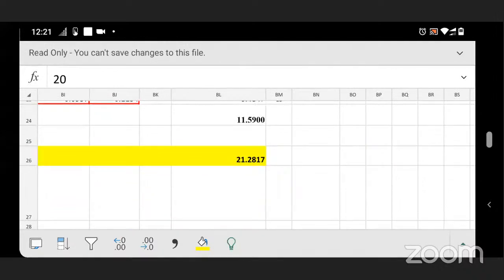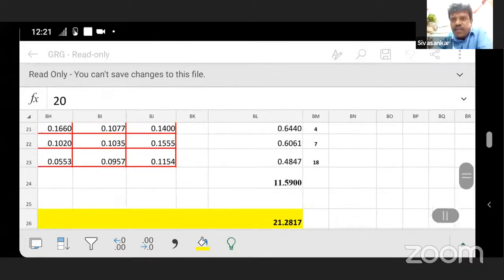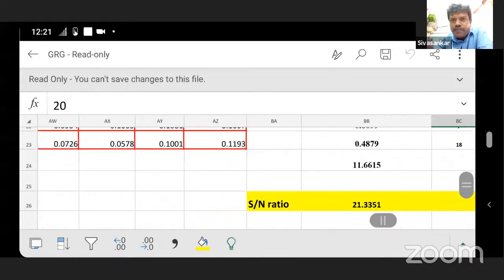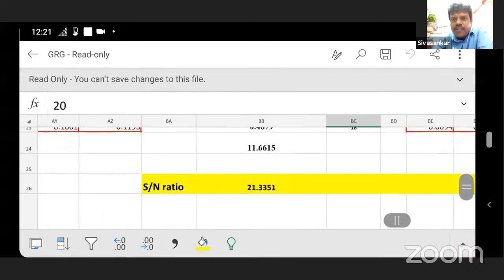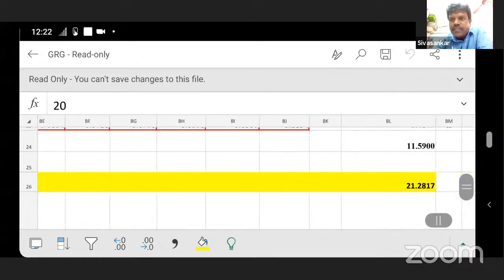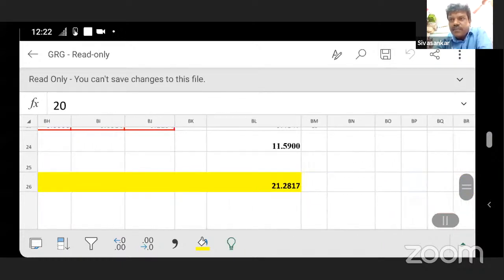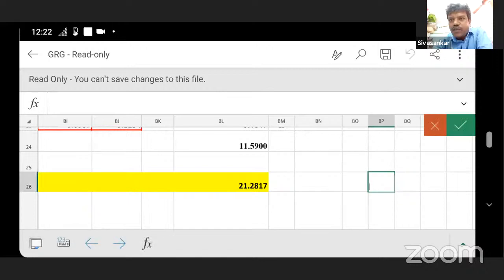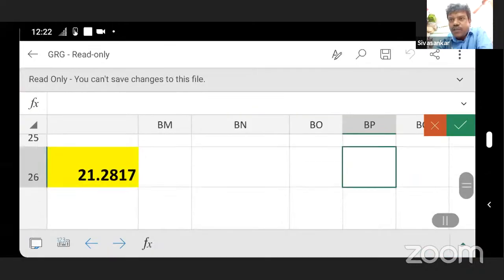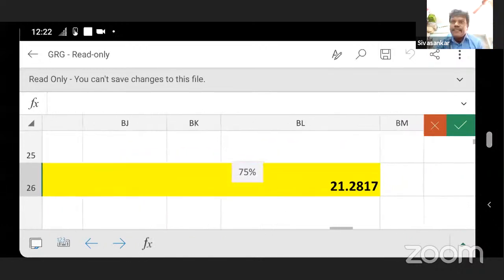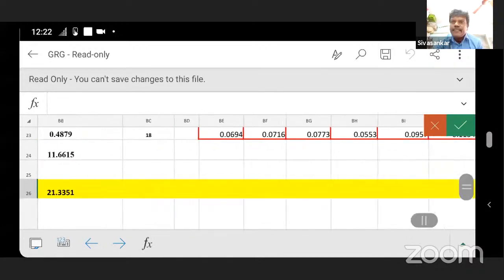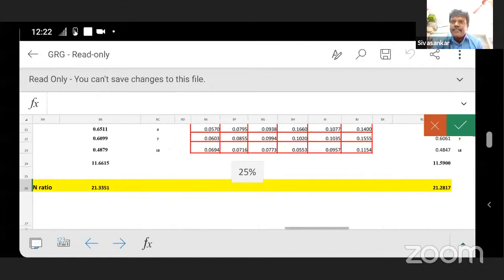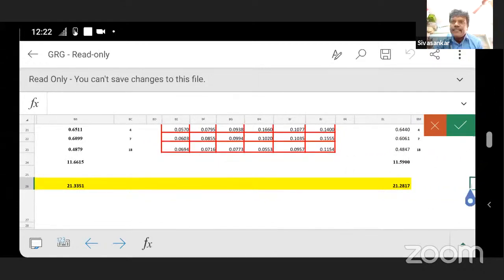I have calculated the S by N ratio for this case as well as for this case. Here it is coming 21.3351, but in this case it is coming something like 21.28. So from this, I can prove that our methodology is somewhat accurate, and the error is less when compared with equal weightage methods.